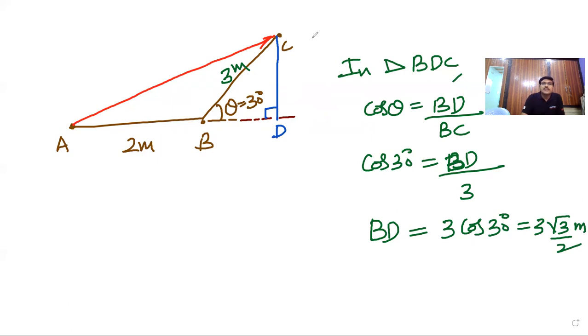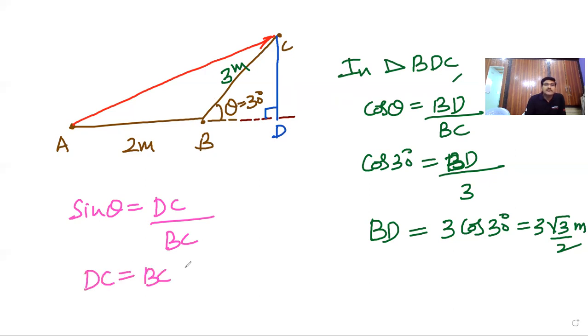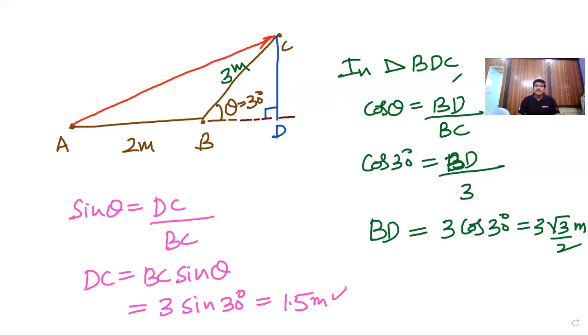Similarly, I don't know DC also. So sin theta I take. Sin theta is opposite side DC by hypotenuse BC. So DC is equal to, cross multiply, BC into sin theta. BC is 3 meters. Sin 30 is half, so it becomes 1.5 meters.